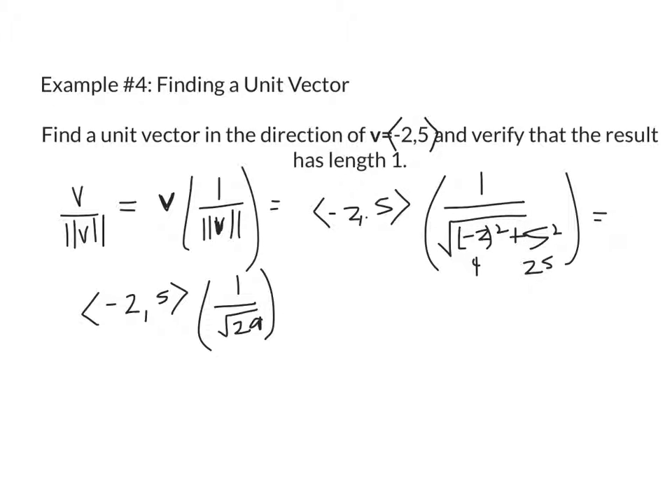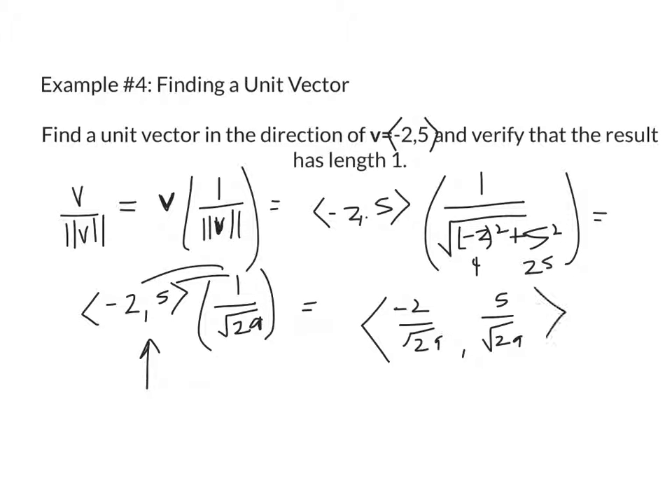And so as a component form, it's kind of like splitting up this vector. So this would become negative 2 over the square root of 29, right? They got distributed. And then comma 5 over the square root of 29. Okay, so this is the unit vector.